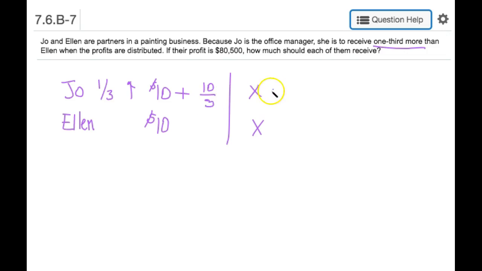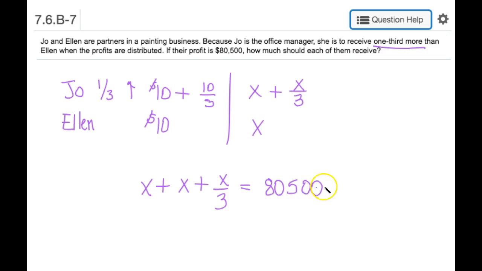But then she's also going to get X divided by 3, because that's a third of what Ellen got. We're going to add it to what Ellen got, because this represents a third more than what Ellen got. This is what Ellen got, and this is a third more than that. So that would be Joe's total. Now we can add these together. We take Ellen's amount, which is X, and Joe's amount, which is X plus X divided by 3, and that should equal our total profit.